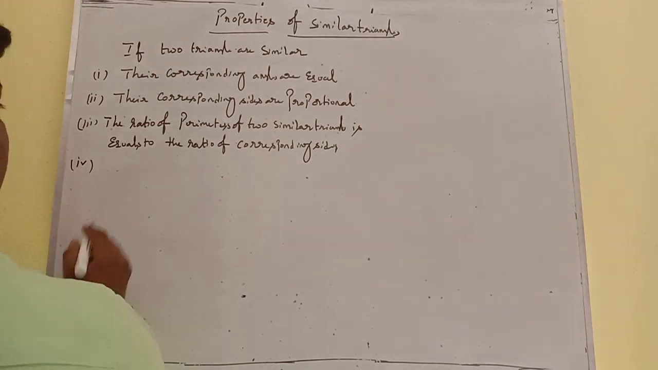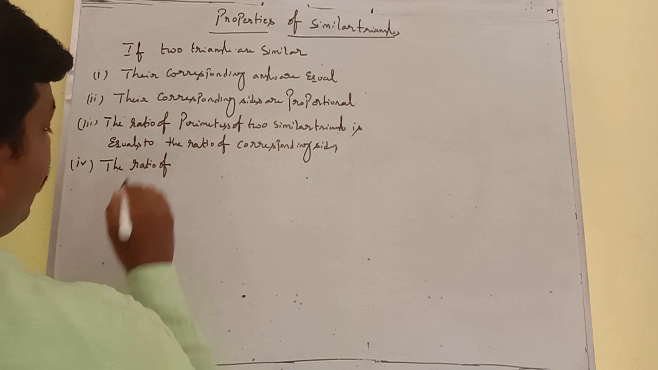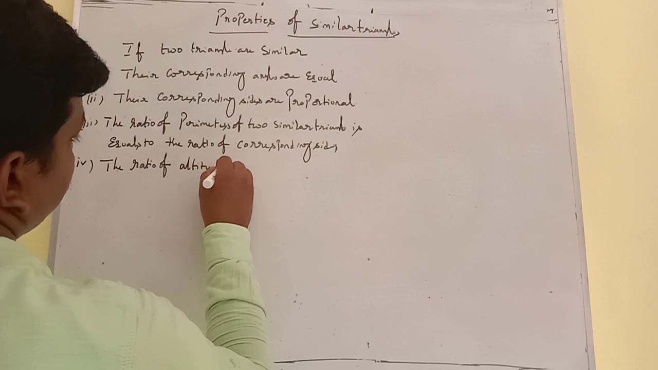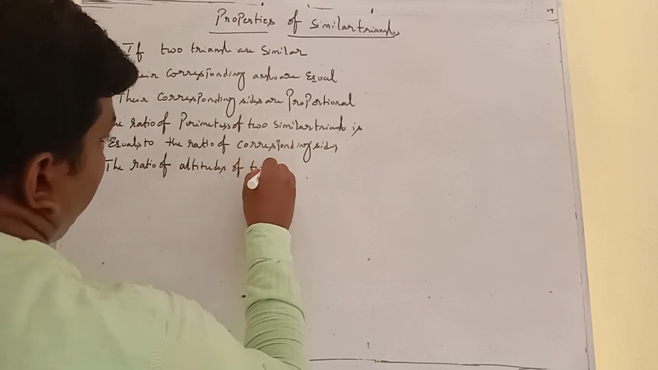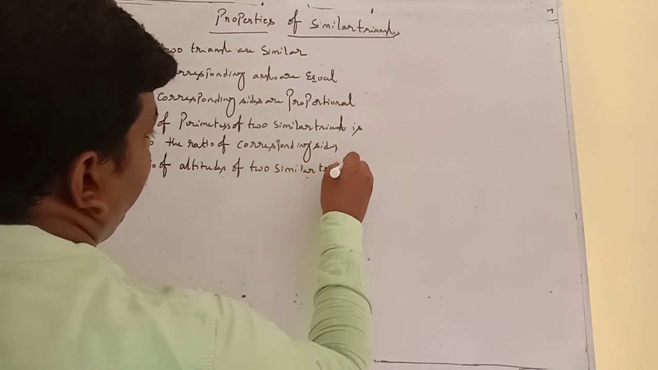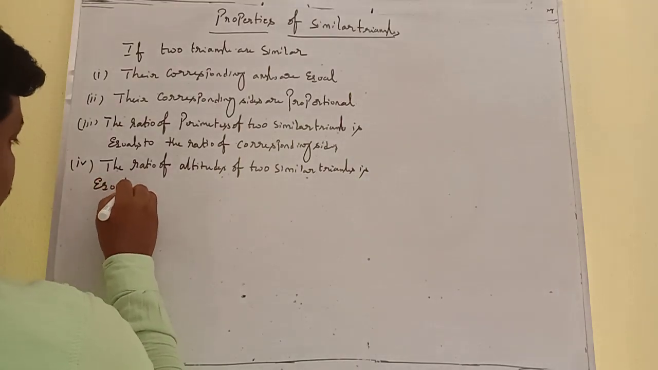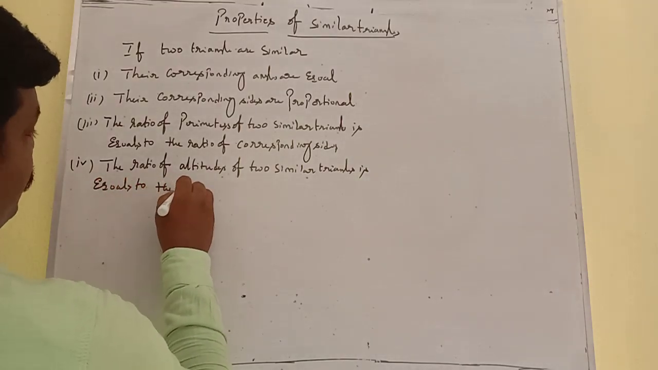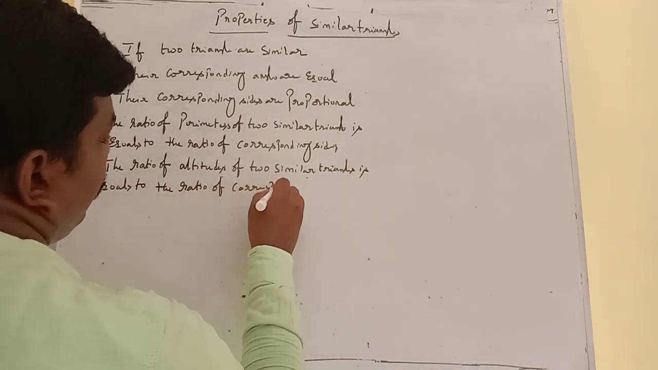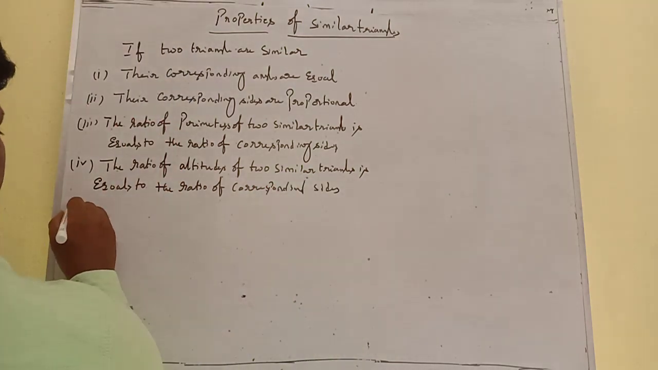Then the fourth point is that the ratio of altitudes of two similar triangles is equal to the ratio of corresponding sides.